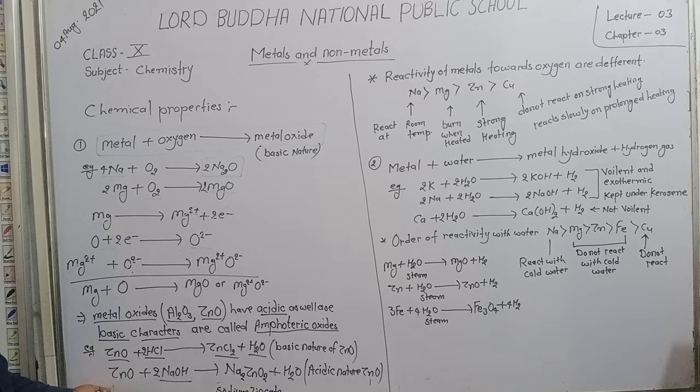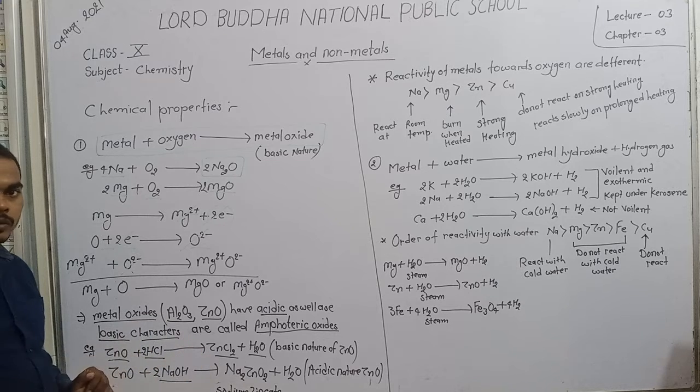Dear student, I think you understand well. Zinc oxide acts as a base when it reacts with an acid, and with a base it acts as an acid. It means zinc oxide has both characters, acidic and basic. So we say that zinc oxide is amphoteric in nature.